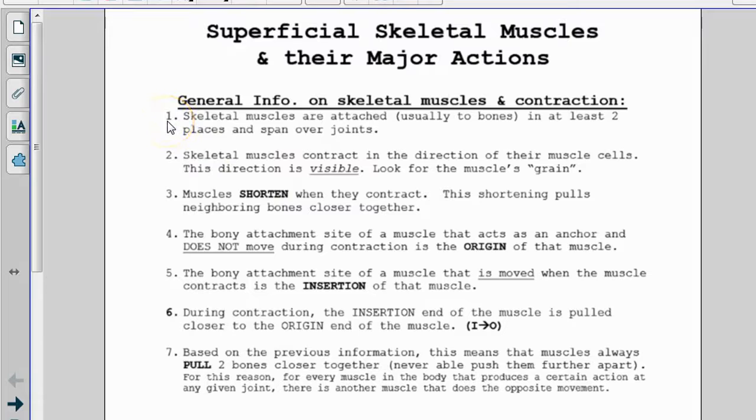Number one, skeletal muscles are attached usually to bones in at least two places and span over joints. So I think you knew this already. There's a reason why we call them skeletal muscles, because they attach to the skeleton. There's a couple places where that's not technically true. In your face, the muscles that produce facial expression, if you think about your skull for a minute, the muscles that allow you to, for example, smile or pucker your lips, those are not moving bones, those are actually moving soft tissue. But to start, we're going to look at muscles that are attached to bones, and they have to be attached in at least two places.